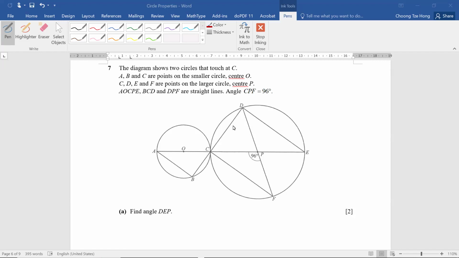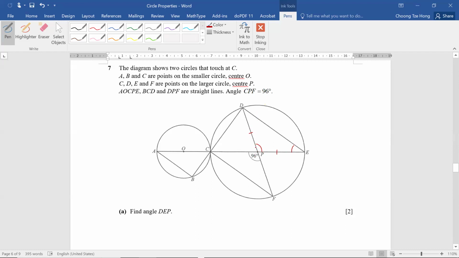So in part 1, we are asked to find angle DEP. Let's mark out the angle DEP first. DEP is over here, in the triangle DPE. If you look at this triangle, for a circle property question, you must always look out for isosceles triangles. This angle that we want to find is in an isosceles triangle, which makes our task easier, because if only we know angle DPE, then we can use 180 minus angle DPE and then divide by 2 and we'll get DEP.